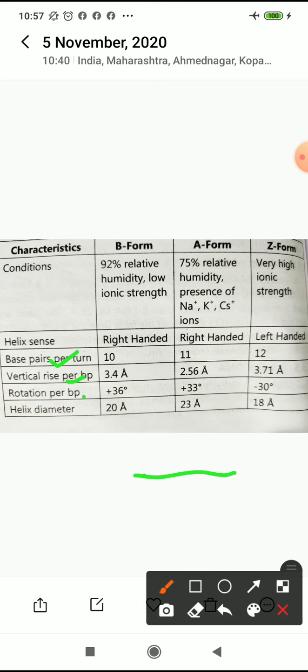Now rotation per base pair. In B form 36 degree, in A form 33 degree, while in Z form 30 degree. And helix diameter in B form 20, A form 23 angstrom and Z form 18 angstrom.